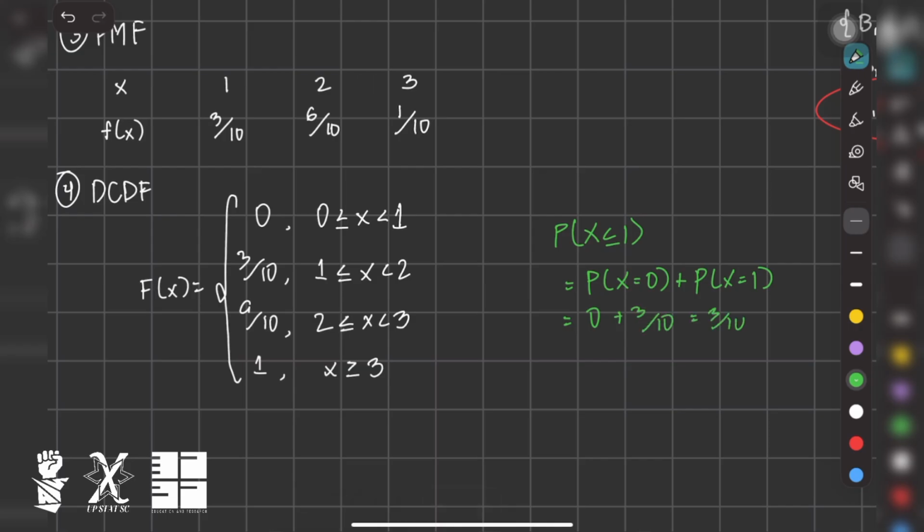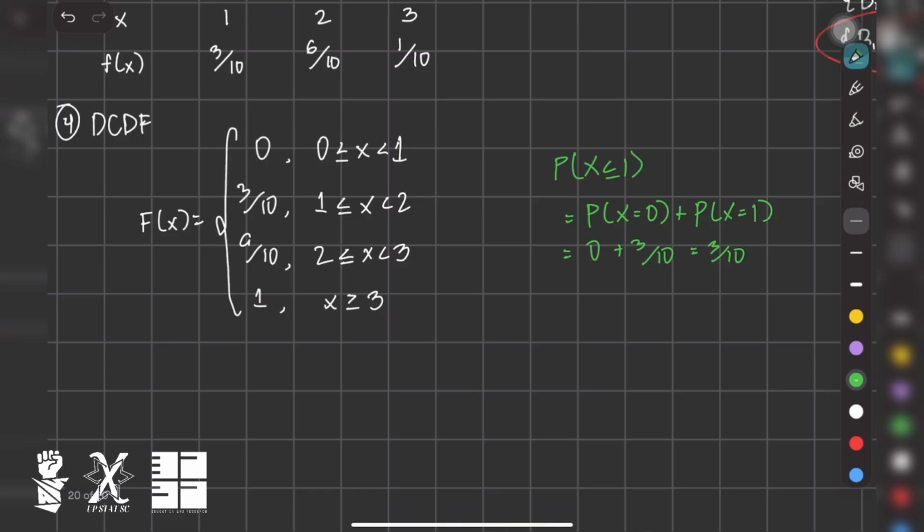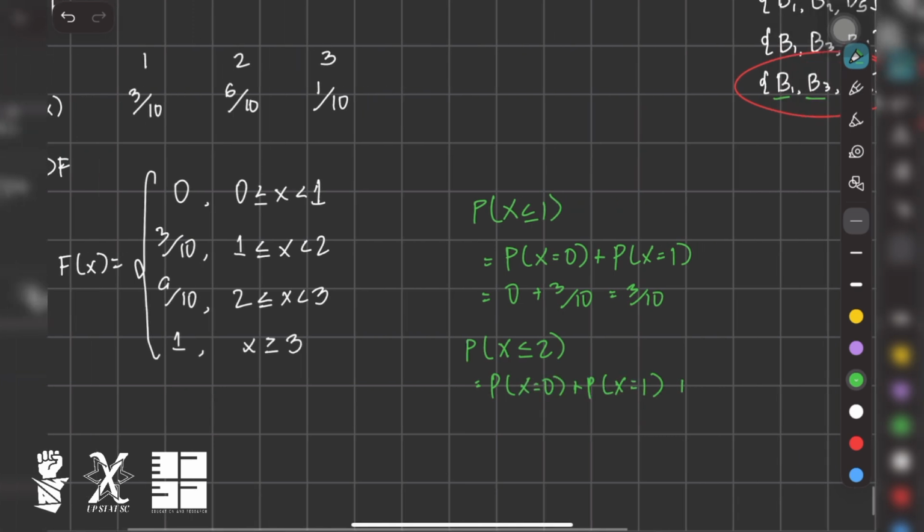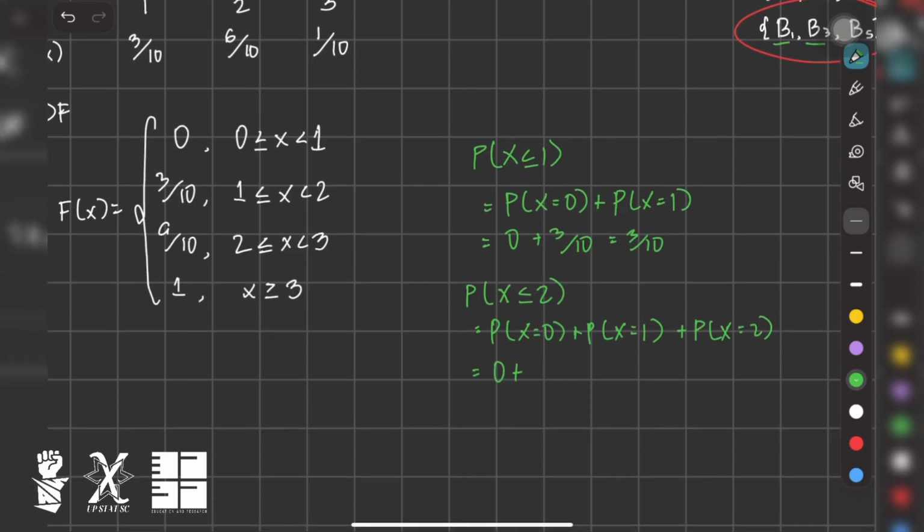Then you have 3 over 10. Now when we're checking the probability that your random variable is less than or equal to 2, it's basically adding up your mass points at 0, 1, and 2. So that's P(X = 0), P(X = 1), P(X = 2). That's 0 plus 3 over 10 plus 6 over 10, which is equal to 9 over 10.